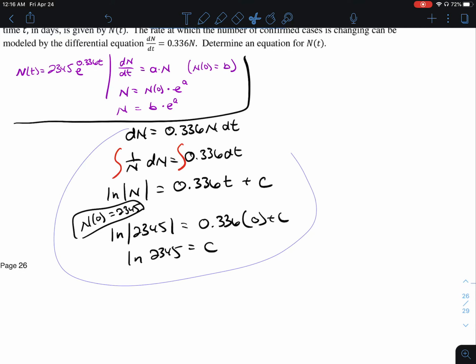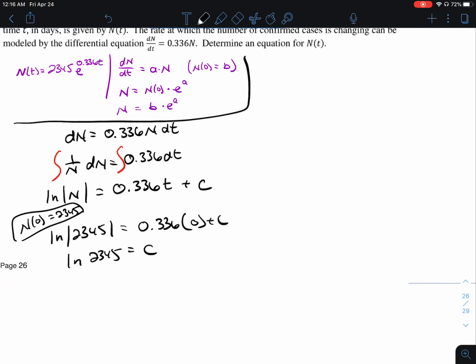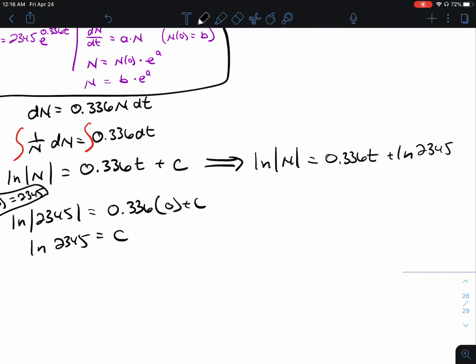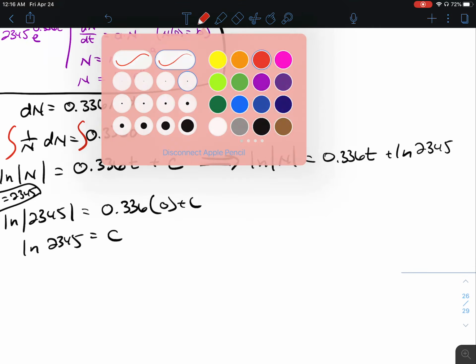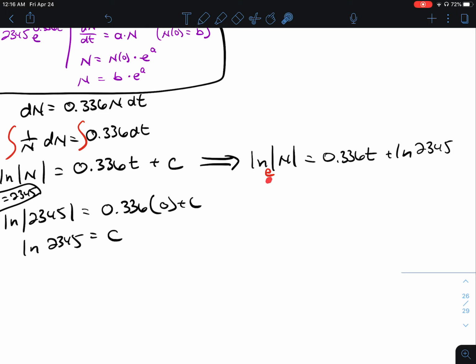So then once we get this, now please understand this is why if we understand how that pattern, that shortcut works, it's going to make our lives a lot easier. So then if we take this here and we replace c with natural log of 2,345, let's see, and then if we change to exponential form, so this has a base of e, so e to this exponent equals this argument.